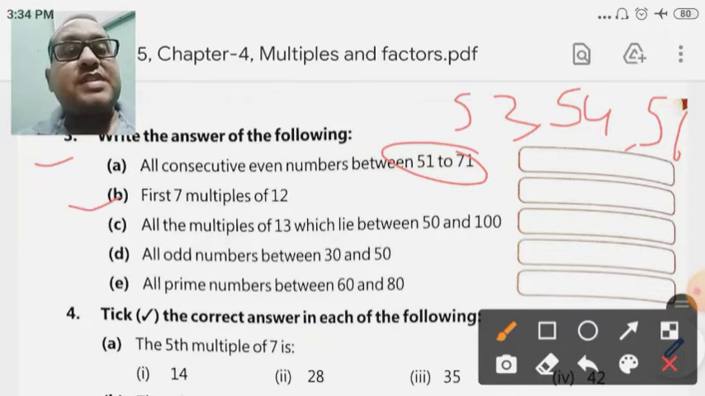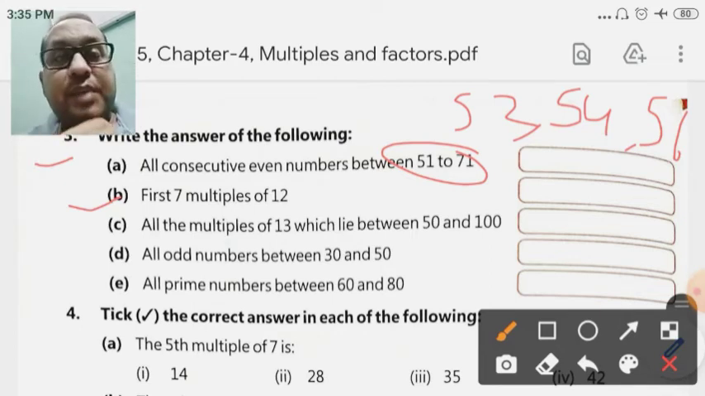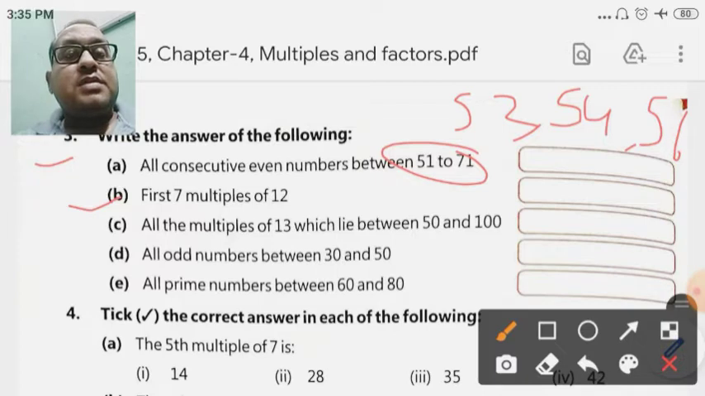Next is the first 7 multiples of 12. We know how to find multiples by multiplying the number with the consecutive natural numbers. So the first multiple is 7 into 1, 7. The second is 7 into 2, 14, third is 7 into 3, fourth is 7 into 4, fifth is 7 into 5, and similarly we have to find up to 12.